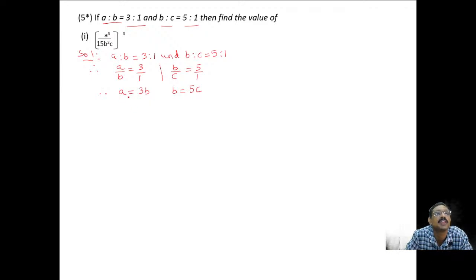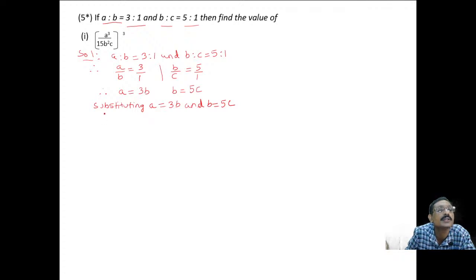Now if you see, we have got the value of A is equal to 3B and B is equal to 5C. Now if you see here, we have got 3B. Can we substitute this value of B in this 3B? Yes, we can substitute this. So let's take the first one of it, A cube. Substituting what value we got? We got A is equal to 3B and B is equal to 5C. Now we will substitute this in this particular value.